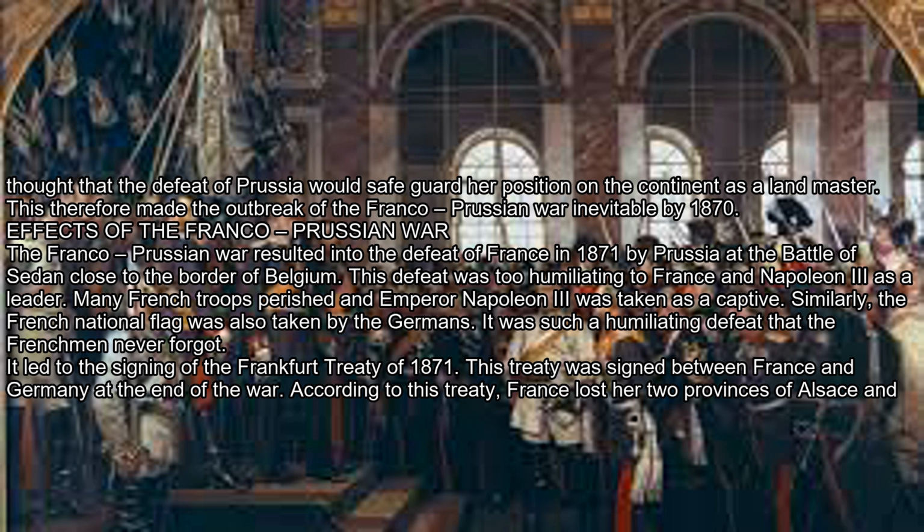The Franco-Prussian War resulted in the defeat of France in 1871 by Prussia at the Battle of Sedan, close to the border of Belgium. This defeat was too humiliating to France and to Napoleon III as a leader. Many French troops perished, and Emperor Napoleon III was taken as a captive. Similarly, the French national flag was also taken by the Germans. It was such a humiliating defeat that the Frenchmen never forgot.